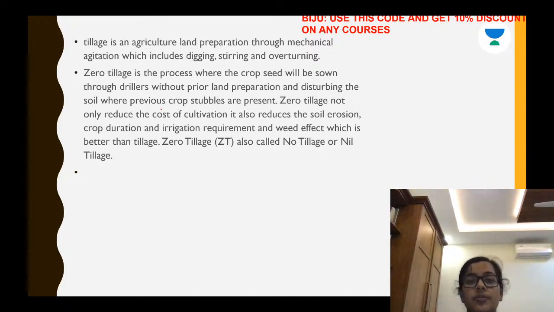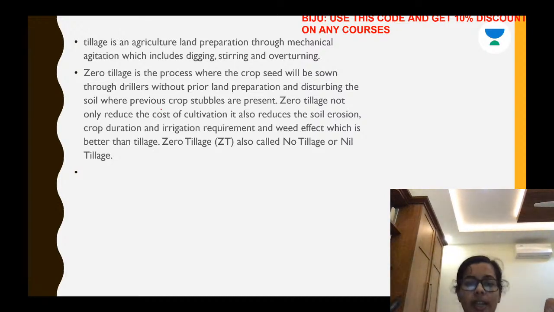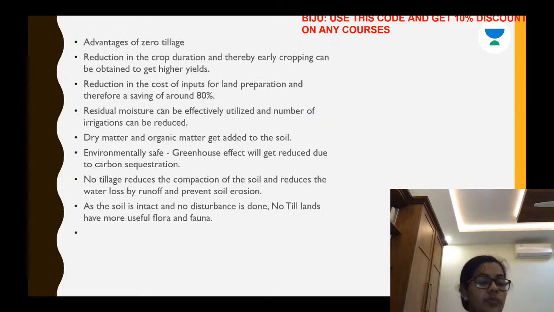What is tillage? Tillage is a practice of preparation of land through mechanical agitation, which includes digging, stirring and overturning. Zero tillage is a process where crop seed is sown through drillers without prior land preparation. So what is zero tillage? You won't be preparing the land, and directly you are doing the cultivation. Zero tillage always reduces the cost of cultivation and also reduces soil erosion. It is also called non-tillage or nil tillage. You get a clue from the previous year question paper.